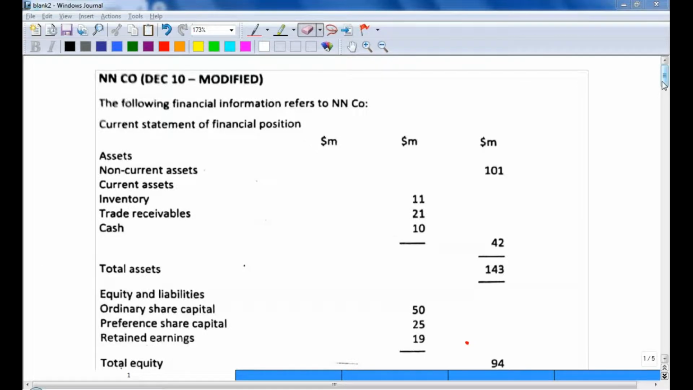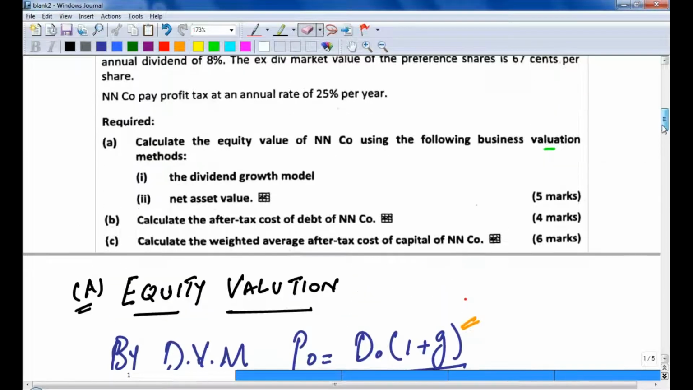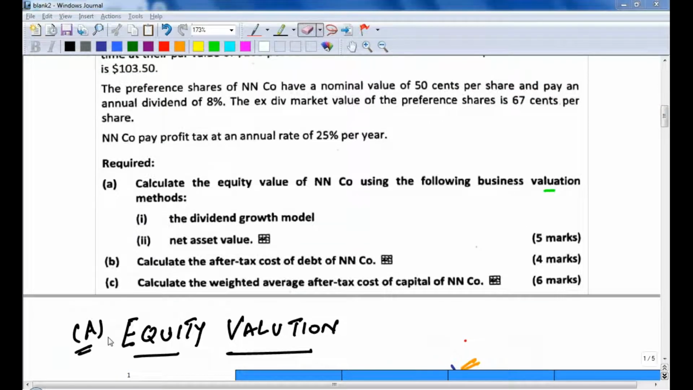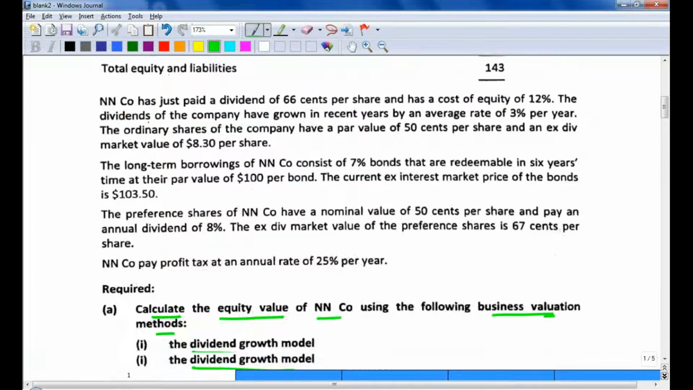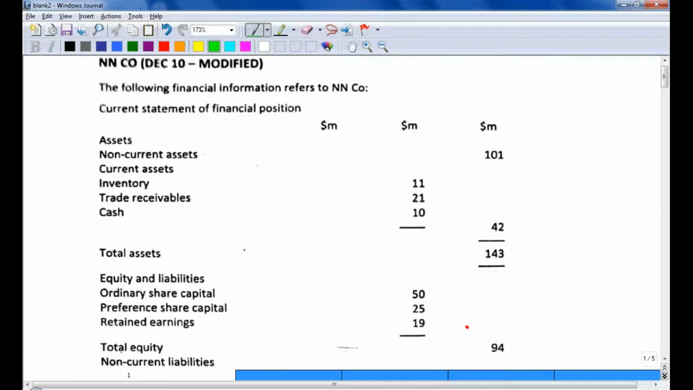So this is a question, NN company. What is the question about? The question is about calculating the equity value. As discussed in the last session, business valuation has two components, equity valuation and debt valuation. Calculate the equity value of the NN company using the following business valuation methods: dividend growth model and net asset value. Now, this is the question.